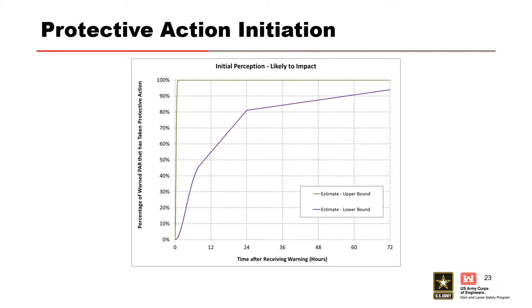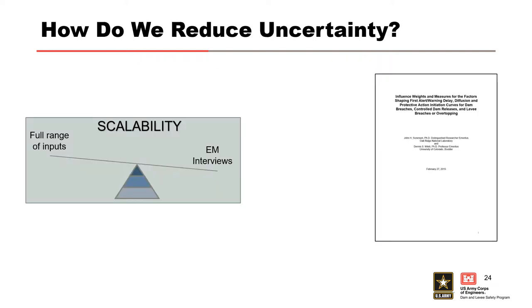So scalability, I showed you all these curves. If you don't know anything about your downstream communities, then just use those curves with all the uncertainty in there and get a wide range of estimates for your life loss. That's okay. How do we refine that?